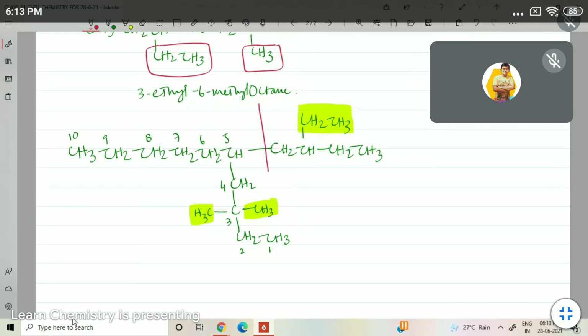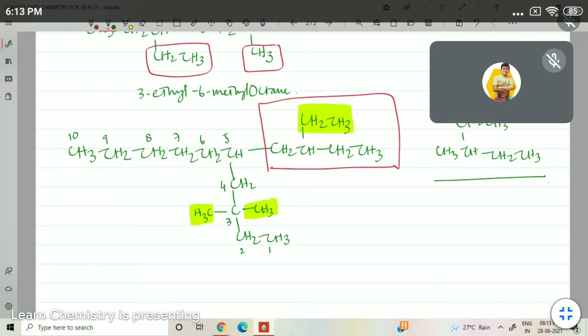Now, what about this branch? What will be the name of this group? For this, let's write it like this: CH3, CH, CH2, CH3, single bond CH2, CH3. Can you tell me the name of this compound? Very easily you can say.